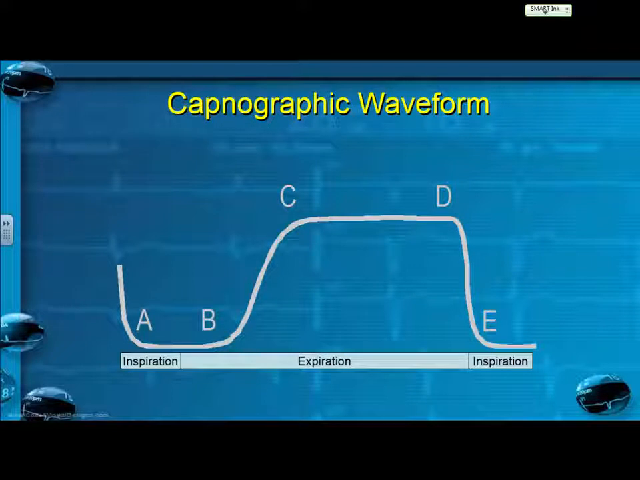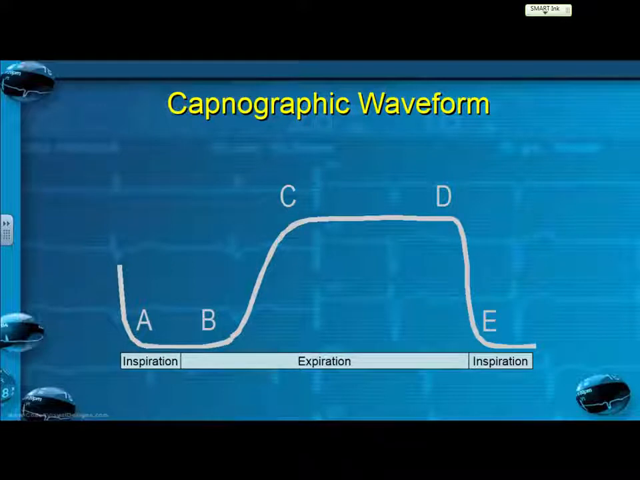Now what did I say earlier, flatline? That's going to be your inspiration, right? So if you can imagine a graph right here, this being 0, and if this is a normal waveform, this being 35, as I'm breathing in, I'm not measuring any CO2 on my monitor. But then, as I start to breathe out, it goes just like that, all right?